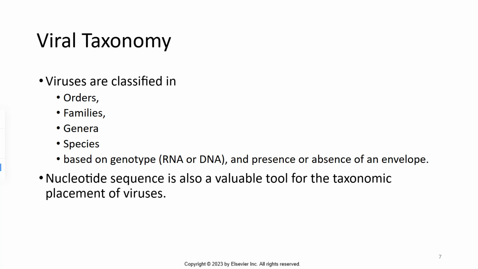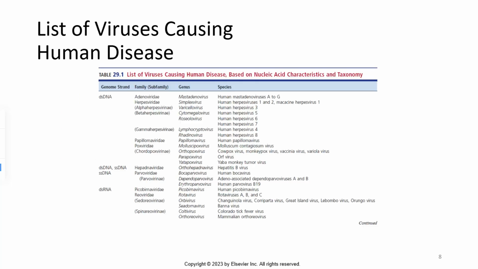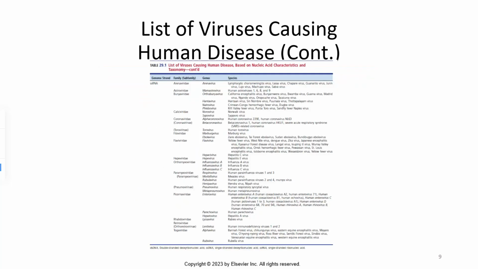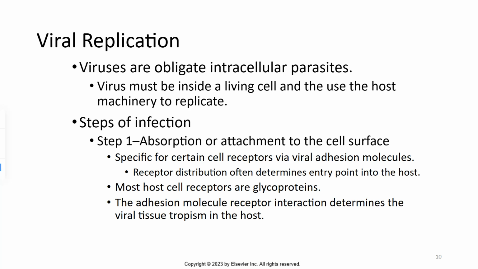Now, viruses are evolving and ever changing, and they are developing the ability to jump across different species, hence the bird flu scare and a lot of these other viruses that are becoming more prevalent. We're seeing them cross the boundaries between species because they are generalizing the receptors they can bind to. Nucleotide sequence is also a valuable tool for the taxonomic placement of viruses. This is a list of viruses causing human diseases, and we're going to go through some specifically throughout this lecture series.